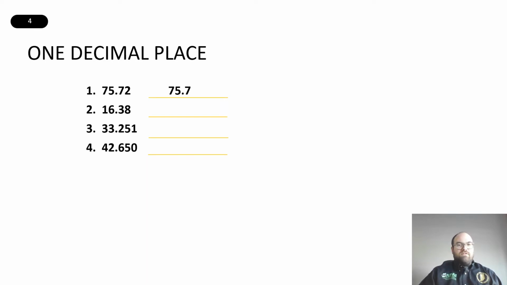So here are some examples. These are similar to the examples in the handouts that you have and in the manual. This is an example of single decimal place rounding. We have the values on the left, and we want to round to 1 decimal place. So 75.72 becomes 75.7, 16.38 becomes 16.4, and so on.